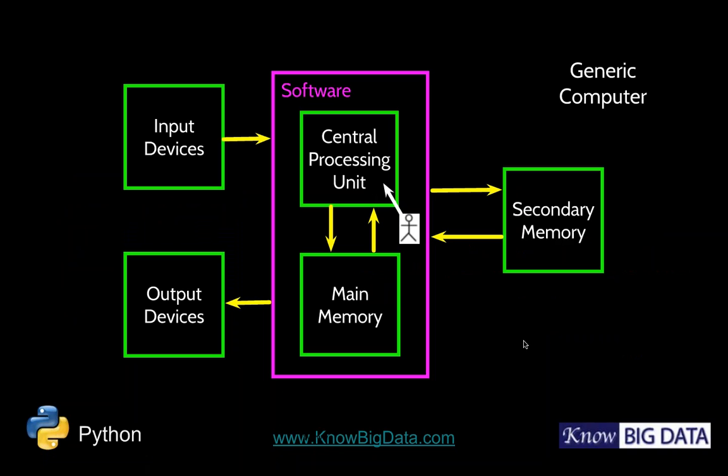Okay, so whenever you think about computing, this is probably quite unnecessary for most of you, but it's important to understand that software gets executed by the CPU, the Central Processing Unit, which keeps on talking to the main memory and the secondary memories and the input devices and output devices.